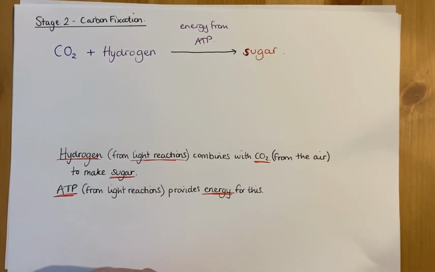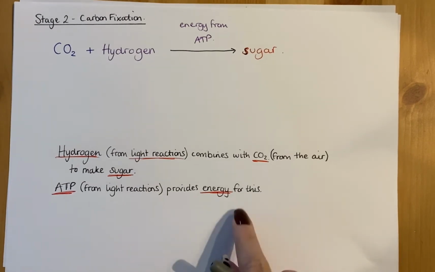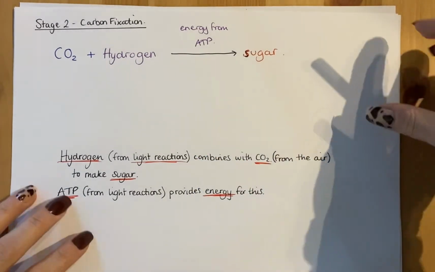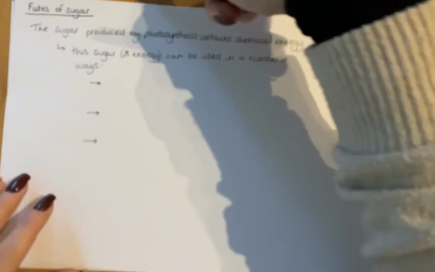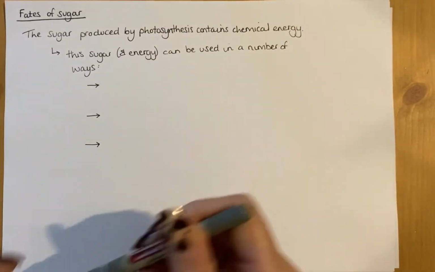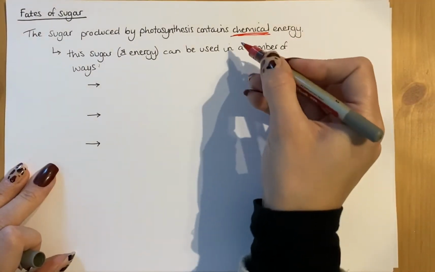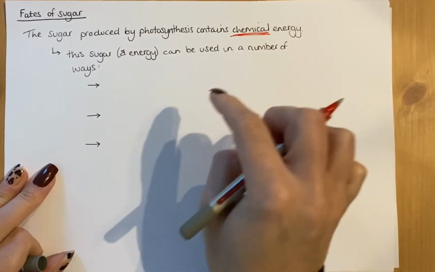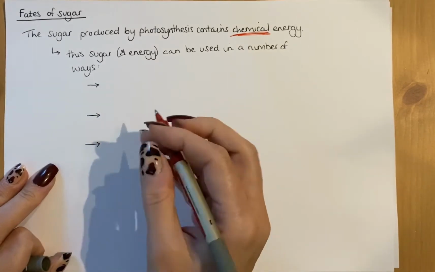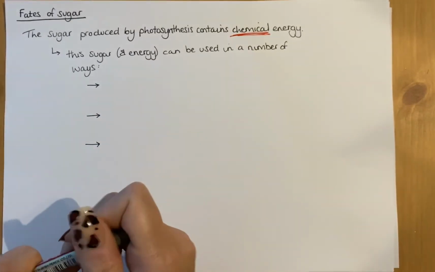Right, so the next step in this process is what that sugar that we've made in this process up here is used for. That's where we describe it as the fate of sugar. Fate just basically means what it's going to be used for. So that sugar produced by photosynthesis contains chemical energy, because that ATP transfers its chemical energy to it. So that sugar and the energy in that sugar is used in 3 specific ways.